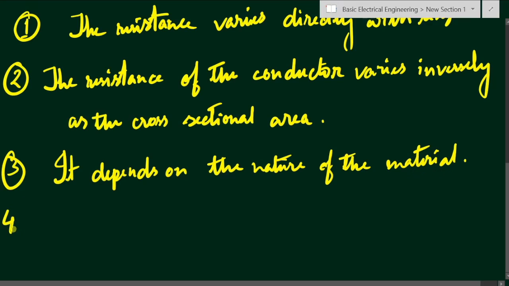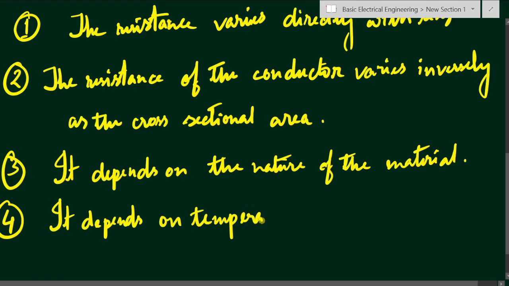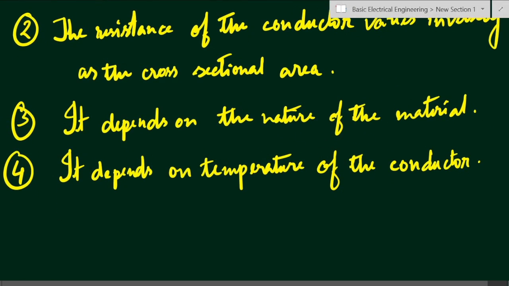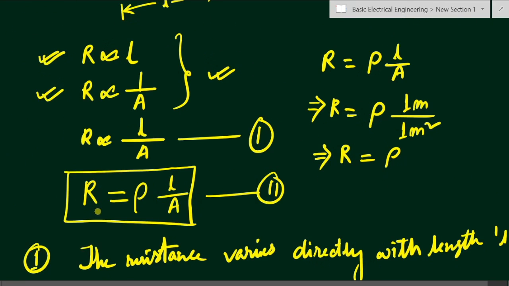Now let us come to our fourth law of resistance. The fourth law is that the resistance of a conductor depends on the temperature of the conductor. That means a similar conductor may have different resistance at different temperatures. So we have already seen that this is the formula for resistance.